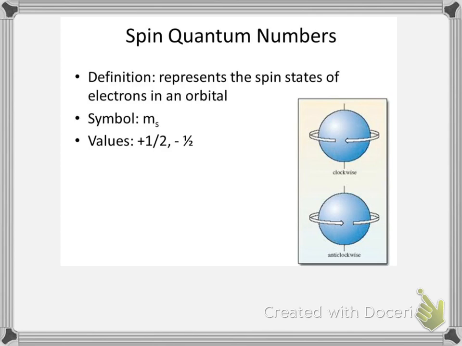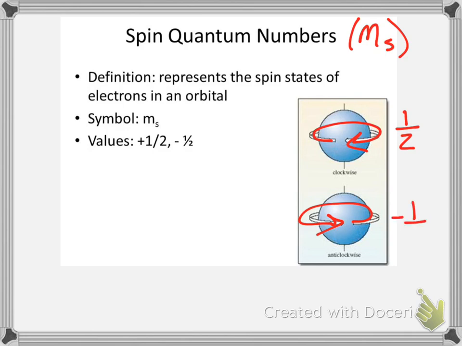The next quantum number is called the spin quantum number. It's given the abbreviation m sub s. The spin means the electron is going clockwise or counterclockwise. If the electron is going clockwise, we say that the m sub s is half. And if it's going counterclockwise, we say the m sub s is minus half. All right? How to know which one is it? You can't know. It's either one of these. Let's give an example.